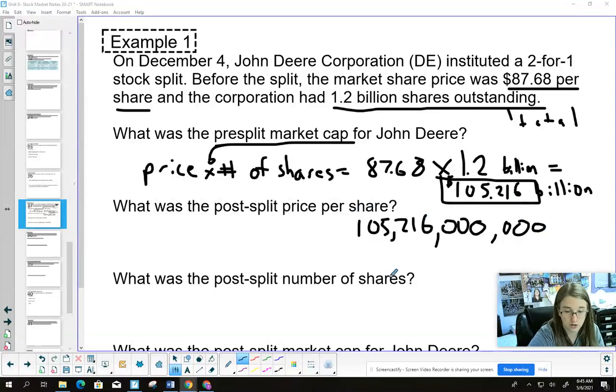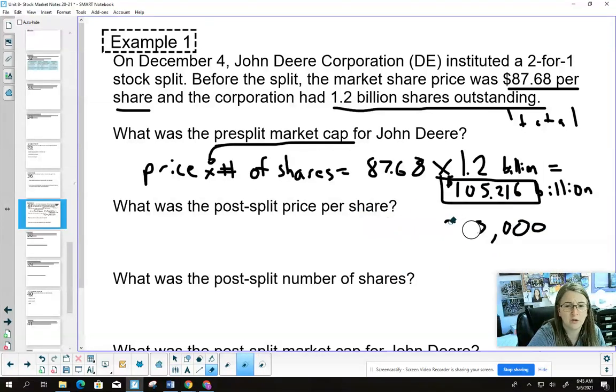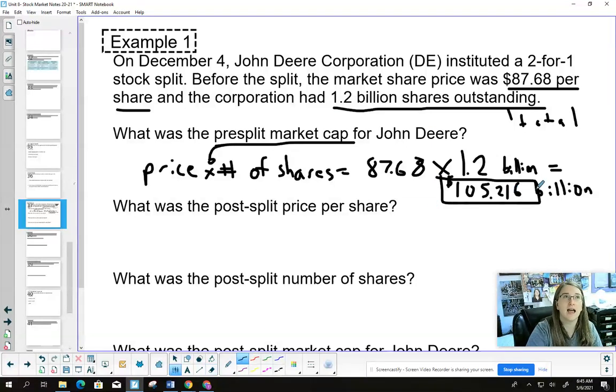So that's actually what this number is. 105 billion, $216 million. So if you were to type that into Canvas, again, I made it so it would mark you correct, but very few people I know are going to add the correct number of zeros. So in Canvas, you would put 105.216. Don't abbreviate it because like I showed you, that 216 actually means 216 million. So we'll leave it like that. We're not going to round it.